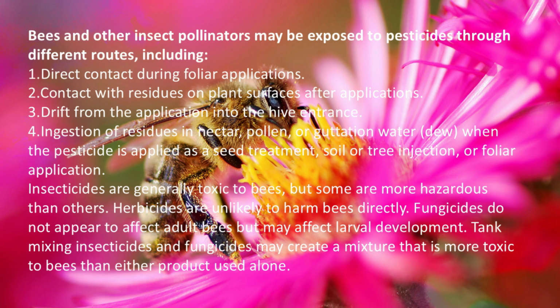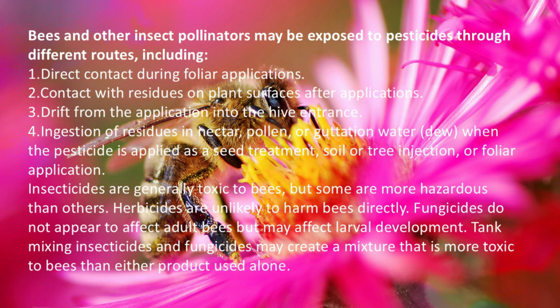Bees and other insect pollinators may be exposed to pesticides through different routes, including: 1. Direct contact during foliar applications, 2. Contact with residues on plant surfaces after applications, 3. Drip from the application into the hive entrance, 4. Ingestion of residues in nectar, pollen, or guttation water, dew, when the pesticide is applied as a seed treatment, soil or tree injection, or foliar application.